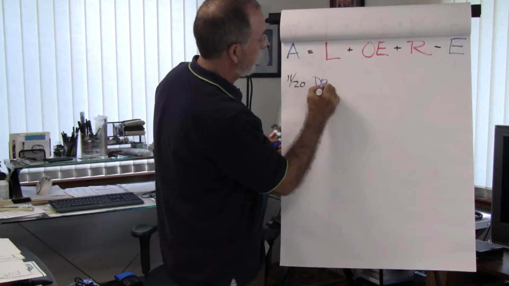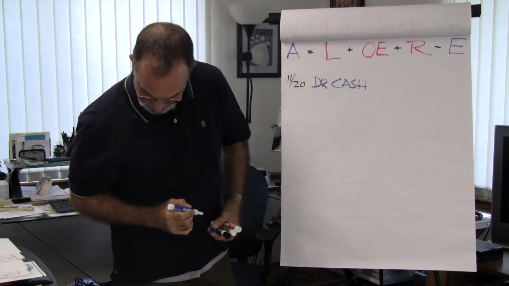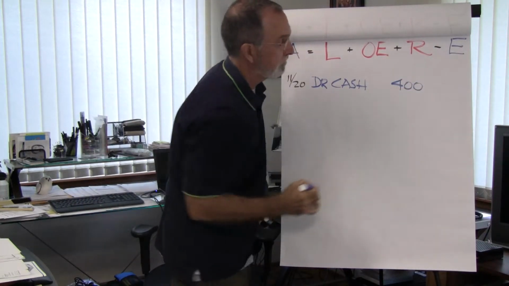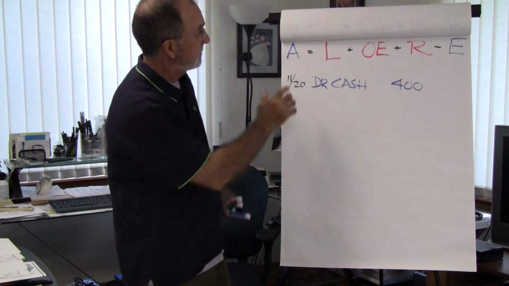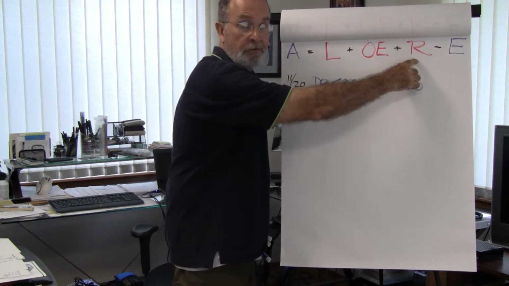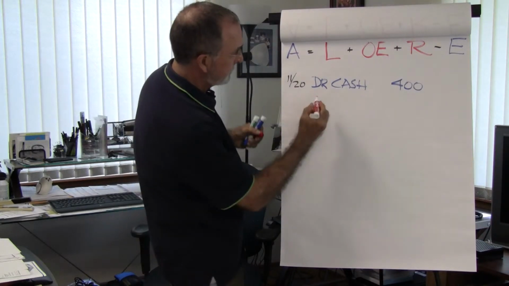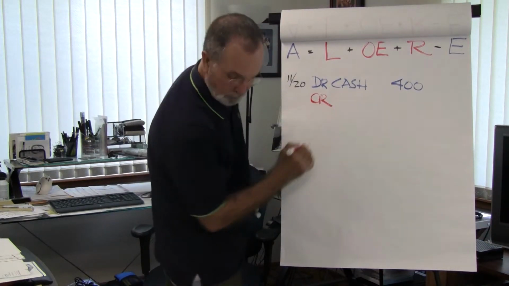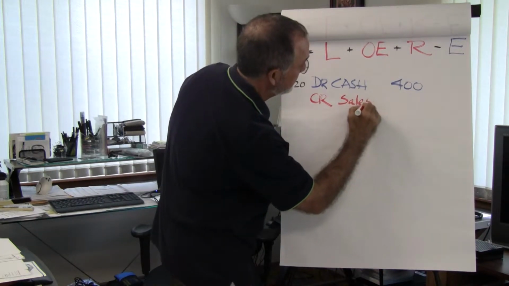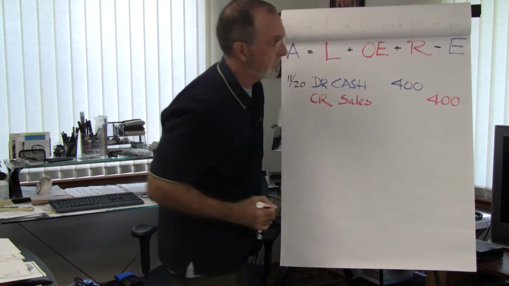So we're going to add to cash, and the amount of the sale, the amount collected, was $400. In our credit, we're going to increase cash, which is an asset, and over on the right side we're going to increase a revenue account with a credit. And so our credit will go to a revenue account, and let's just use the account sales, and that credit amount is $400.